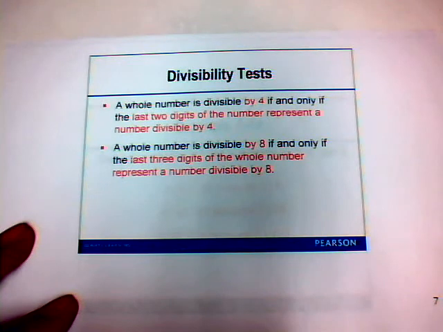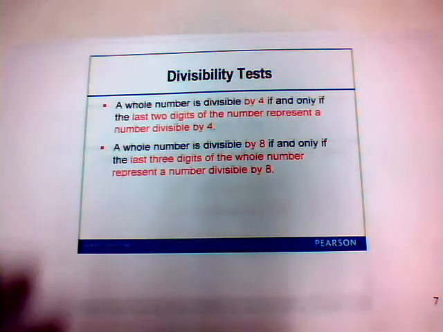A whole number is divisible by 4 if and only if the last 2 digits in the number represent a number divisible by 4. You look at the last 2 digits in that number. Those last 2 digits must be divisible by 4.